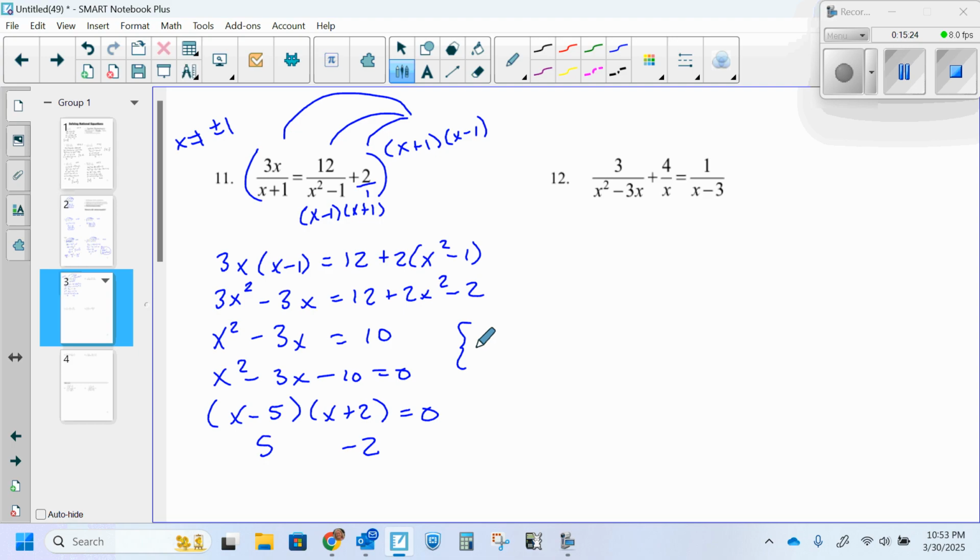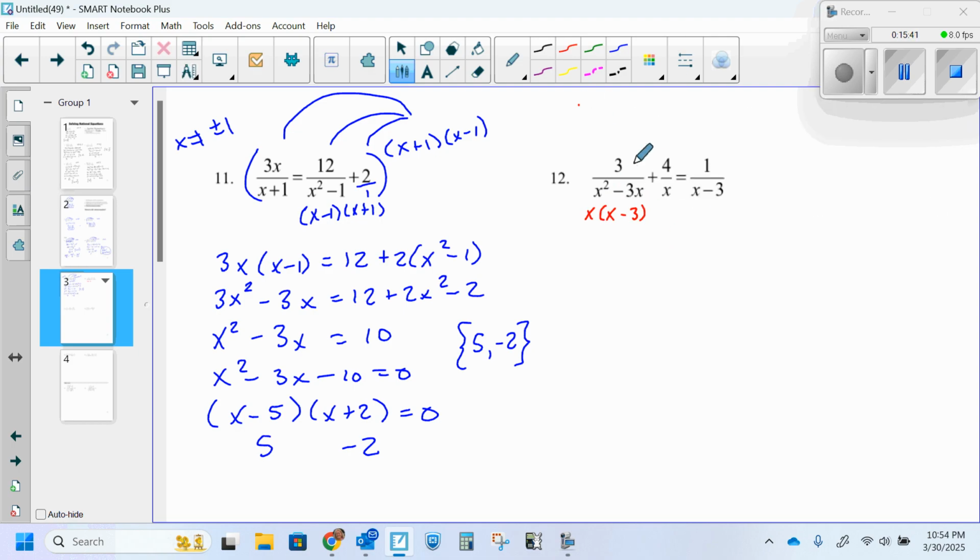And those did not appear in our domain restrictions. And again, you should always check your answers, but use a calculator when you do that, just to make sure you have the right answer. All right, number 12, we're going to go ahead and factor those denominators.